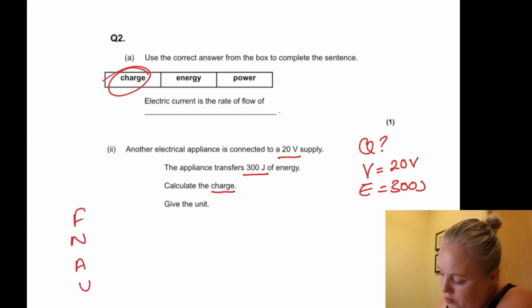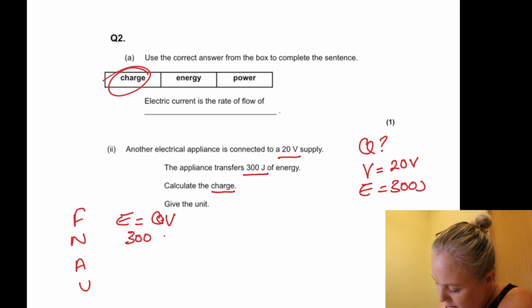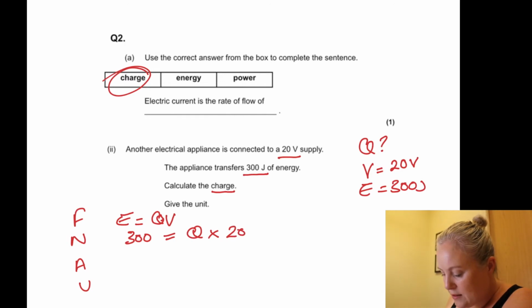So formula: what connects Q, V and E? Well, we know that E equals QV, Q times V. So we know the energy is 300, so put my numbers in: 300 equals Q, which I don't know, times 20. Now to get the Q on its own, I'm going to divide both sides by 20.